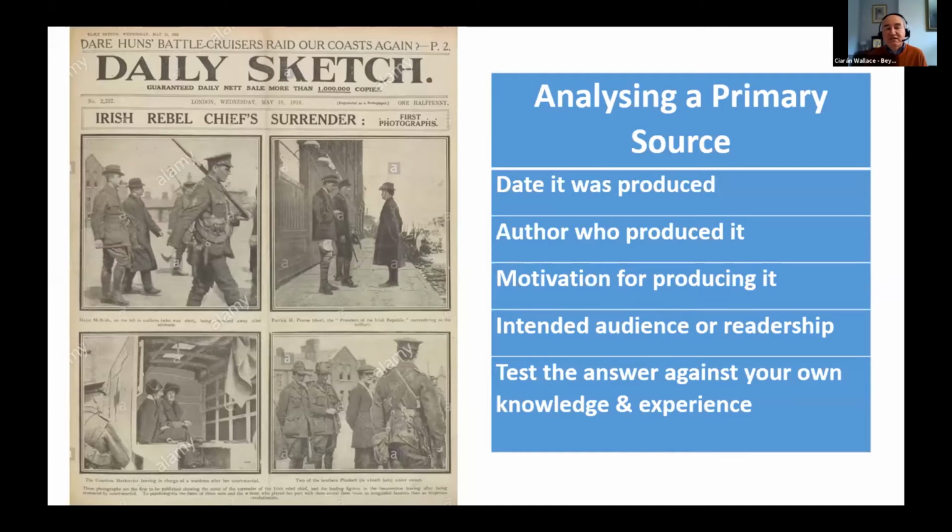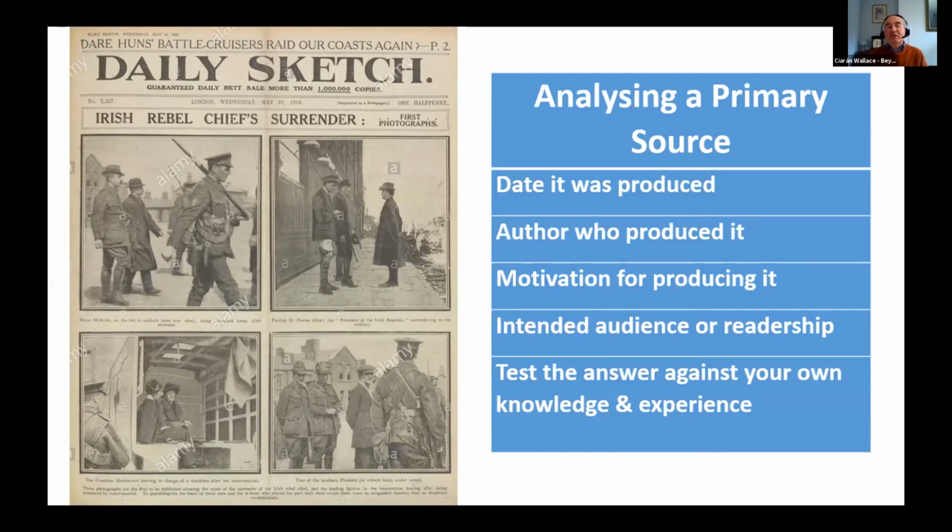So the date for this is easy. It's a newspaper. It's 10th May, close to the event, so that makes it reliable in one way. The author is interesting because it could be the photographer who took the photograph. Who was he or she? Were they a British civilian or military photographer? Was it an Irish civilian photographer? Who produced it? The editor of the newspaper decides what photographs go in. A photo editor may crop and arrange the photographs in a certain way. So there's a joint authorship, a joint authority for the photography.